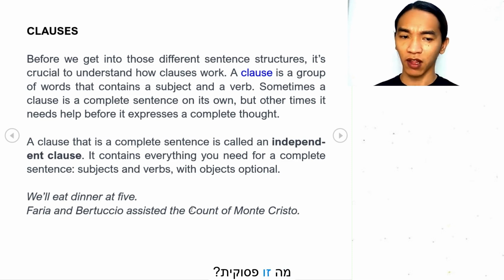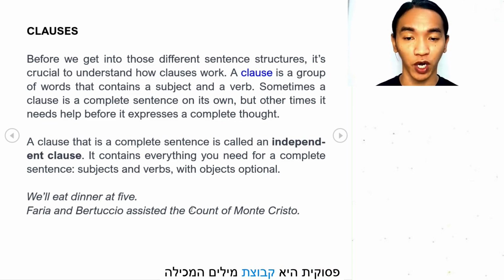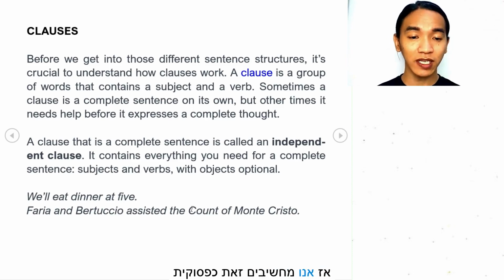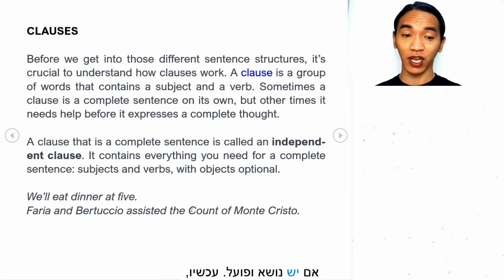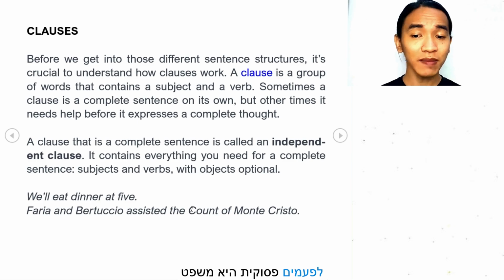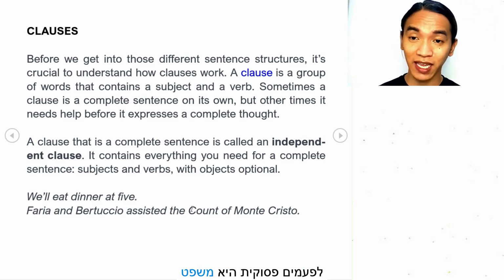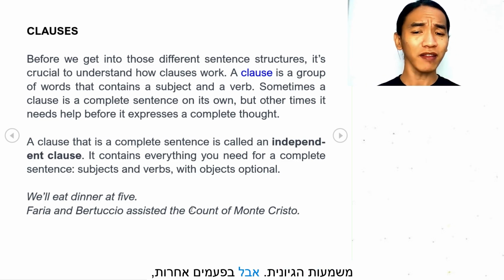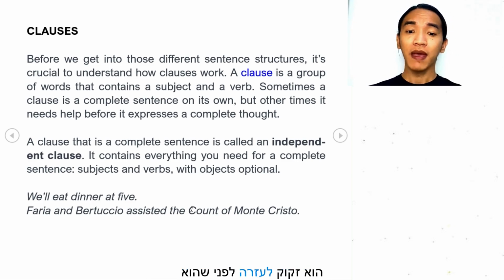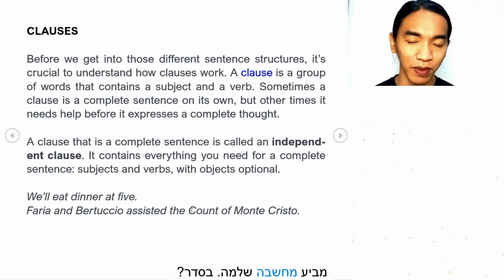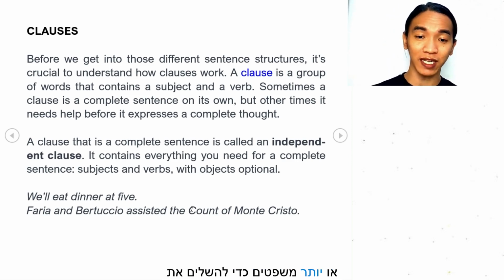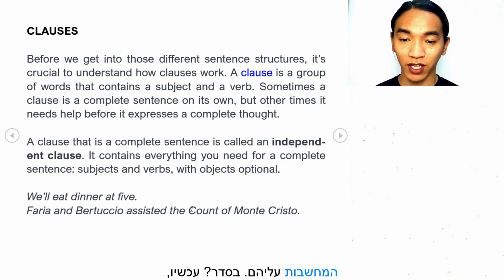Now, what is a clause? So, a clause is a group of words that contains a subject and a verb, okay? So, we consider it as a clause if it has a subject and a verb. Now, sometimes a clause is a complete sentence on its own, okay? Which means it gives a complete meaning or a sensible meaning to it. But other times, it needs help before it expresses a complete thought. Okay, so it means it needs more information or more sentences to complete the thoughts of them.